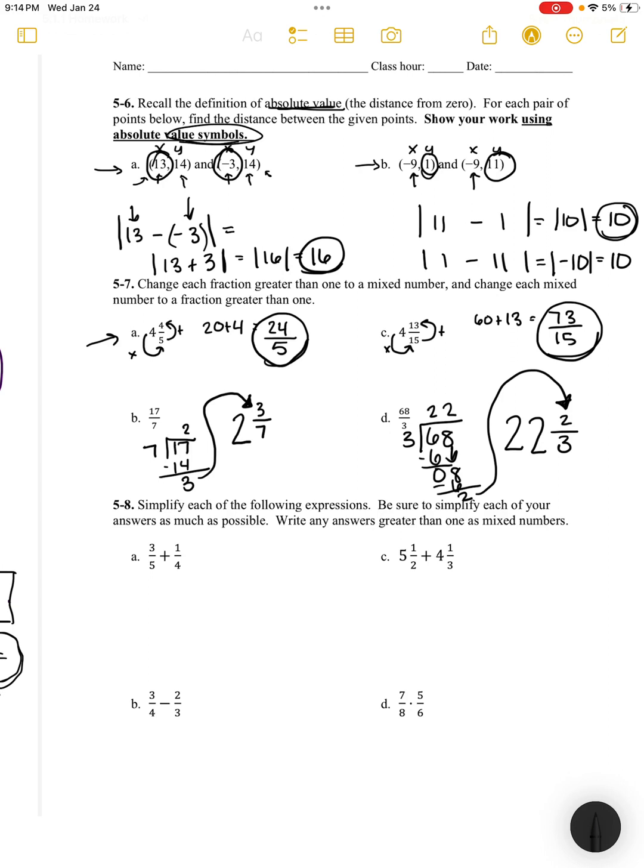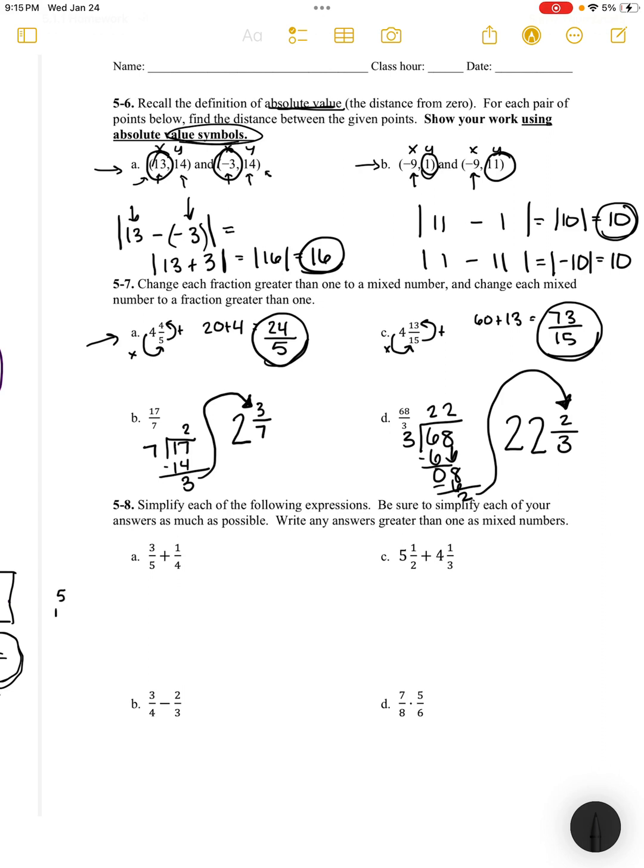Last problem. Simplify each of the following expressions. Be sure to simplify each of your answers as much as possible. Write any answers greater than 1 as mixed numbers. So, 3/5 plus 1/4. The key is to have a common denominator.